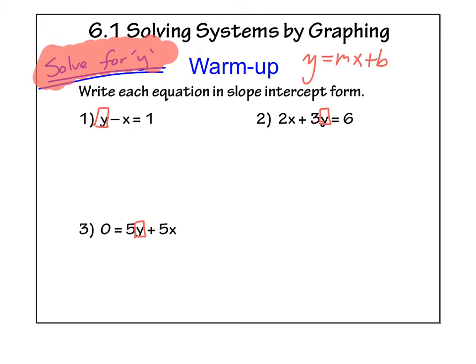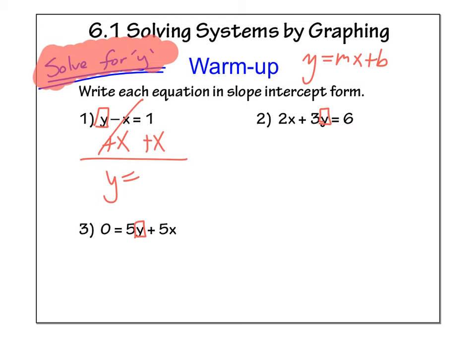We're moving terms around to accommodate the fact that we need to get y by itself on the left-hand side of the equation. So let's take a look at number 1. I see y minus x equals 1. The first thing we need to do is to get rid of this negative x, so we add x to the other side. The reason we do that is so we can cross it off right there.